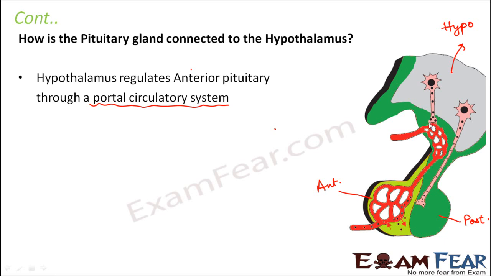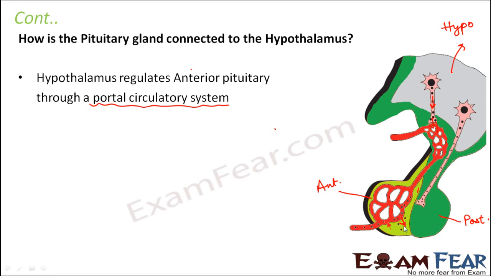The axon terminal ends into a capillary network, and this capillary network connects it to the anterior pituitary. This network of blood vessels is known as the portal circulatory system. This is how the hypothalamus controls the anterior pituitary. Whatever secretions the hypothalamus has to give are carried through the hypothalamic neurons, then put into this portal circulatory system, and then this circulatory system carries them to the anterior pituitary.